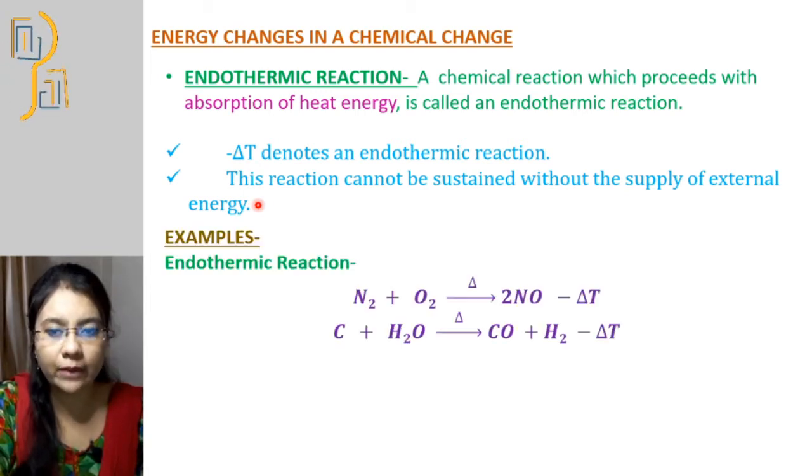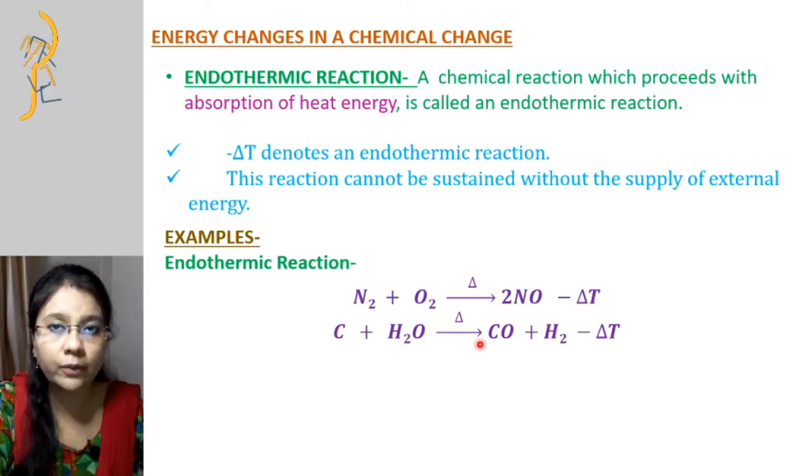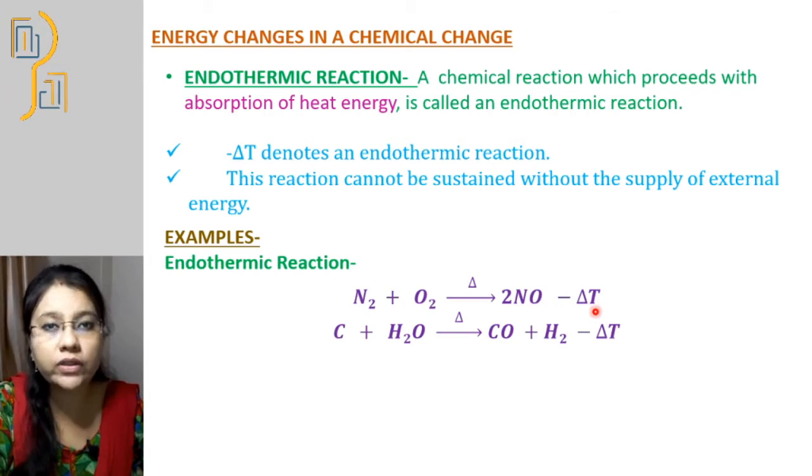Let's take some examples. When N2 reacts with O2 in the presence of heat, it forms 2NO. And when C plus H2O reacts in the presence of heat, it forms CO and H2. So in these examples you can see there is minus delta T, which denotes an endothermic reaction.